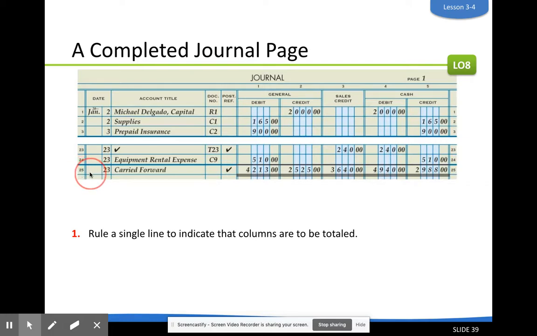So instead, we need to go through the process of completing a journal, starting with a single rule. Might be a good idea on your note guide, if you can, to label these different steps as we walk through them. Remember, a single underline shows that we are adding everything above that line. Step 2, we are using the same date as from the transaction before. So equipment rental expense was on the 23rd. So we'll use the 23rd as our date.